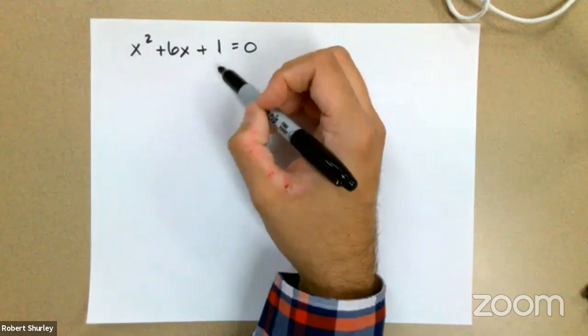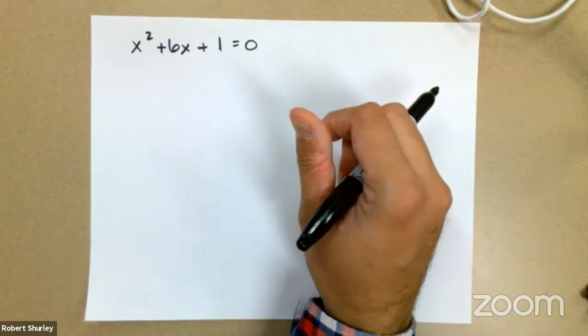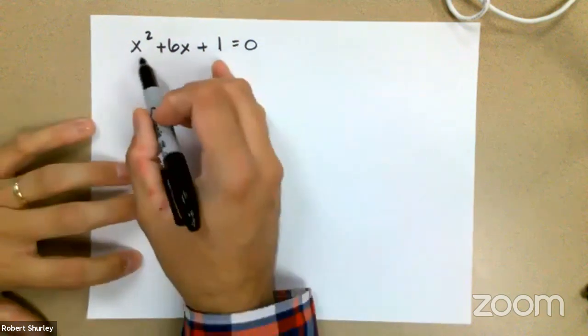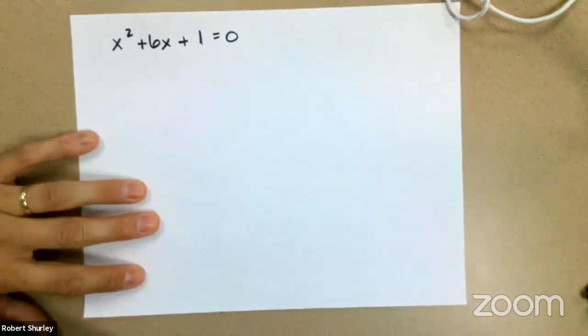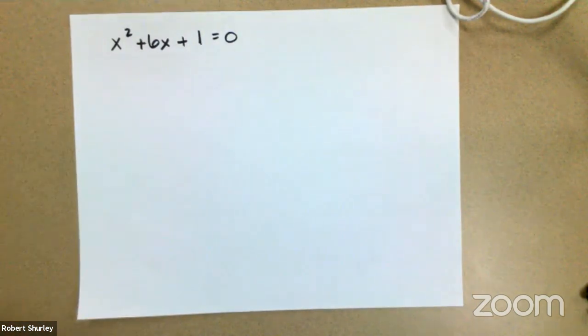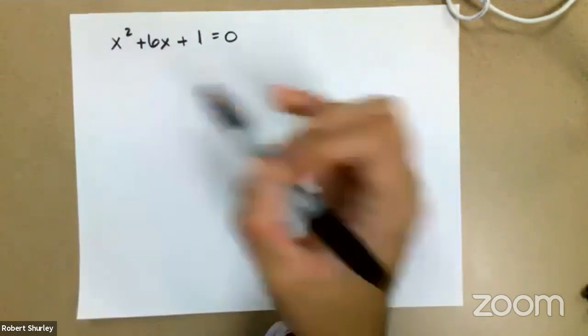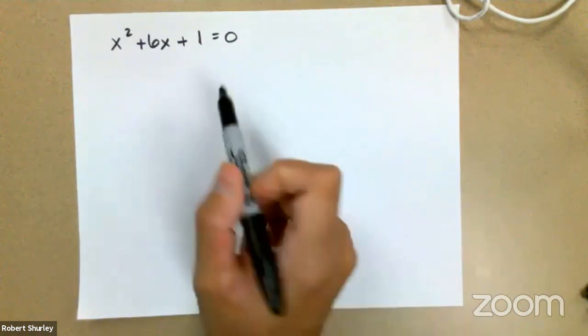You can't multiply 2 numbers to get 1 and have them add up to 6. So what this means is that this quadratic does not factor. We can't use what we learned in section 5.6 or 7, I can't remember now. We can't use that knowledge to solve this equation. So we're going to have to learn new ways to solve these.